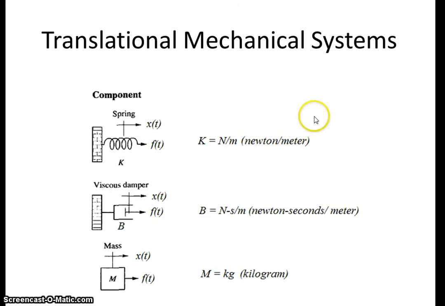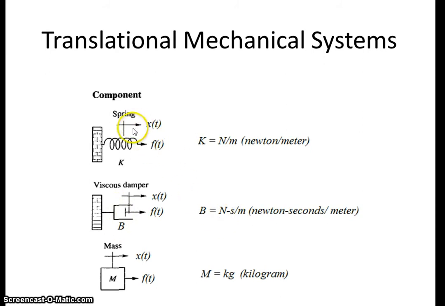We will be using three components to model mechanical systems. The first component is a spring. Spring will be defined by its spring constant K, which has a unit of newtons per meter, and the spring can either extend or compress depending on the force applied to it. The second component is a viscous damper, and it is defined by its damper factor B. The damper factor B is in newton-seconds per meter.